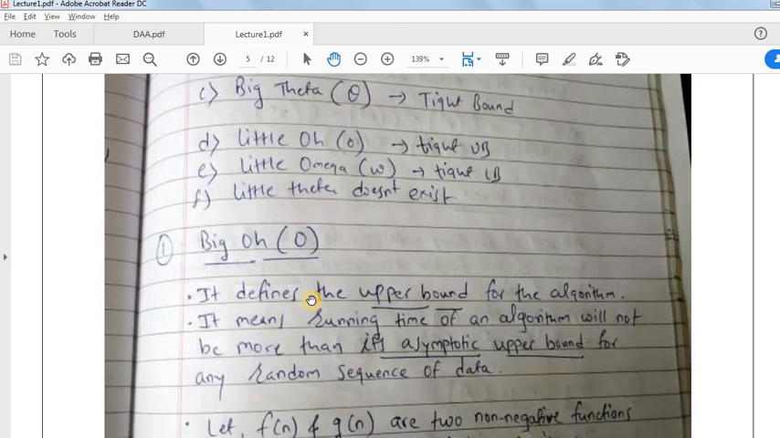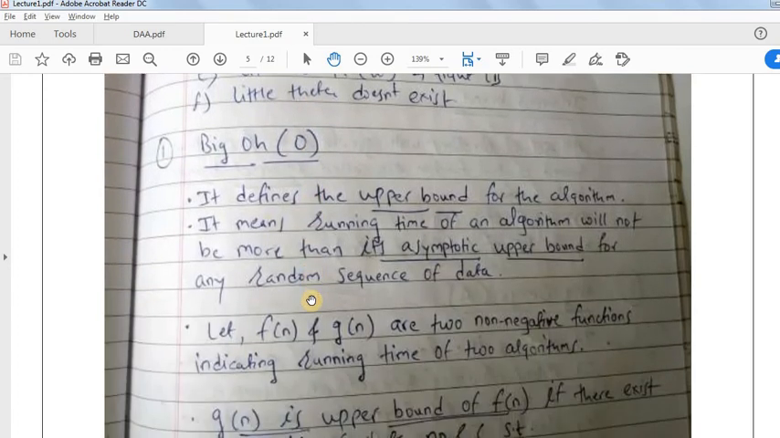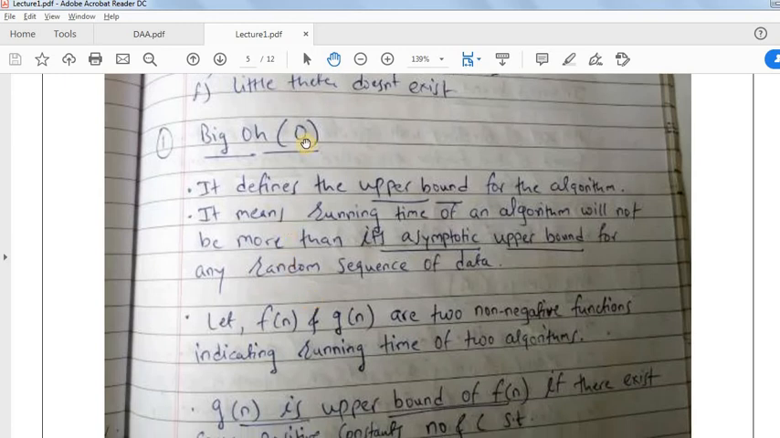Let's see these asymptotic notations one after the other. First, big O notation, denoted using the symbol big O. Big O notation defines the upper bound for any algorithm. That means the running time of any algorithm will not be more than its asymptotic upper bound for any random sequence of data. I mean to say, if we consider any raw input on a specific algorithm, what shall be the maximum time required by that algorithm? This maximum limit is known as the upper bound, and this is given by big O notation.